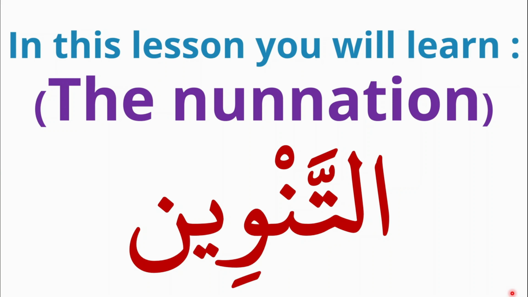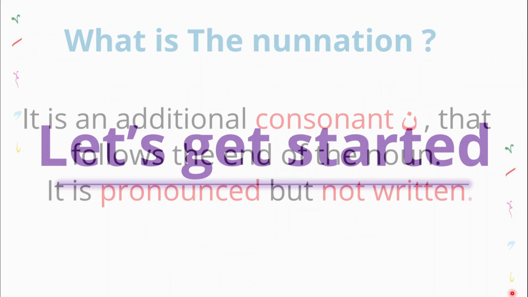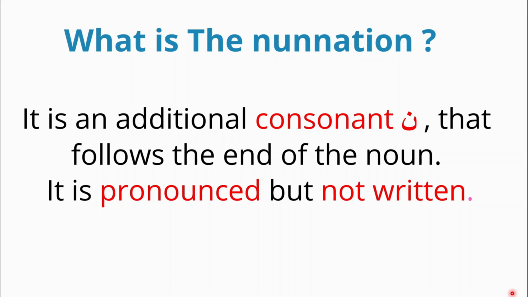Today we will cover the lesson, the nunation in Arabic, which we call it التنوين. First, let's learn what is nunation. It's an additional consonant, noon, that follows the end of the noun. It's pronounced but not written. In other words, you can hear the letter noon when I say the word, but you don't see it written on the letter.